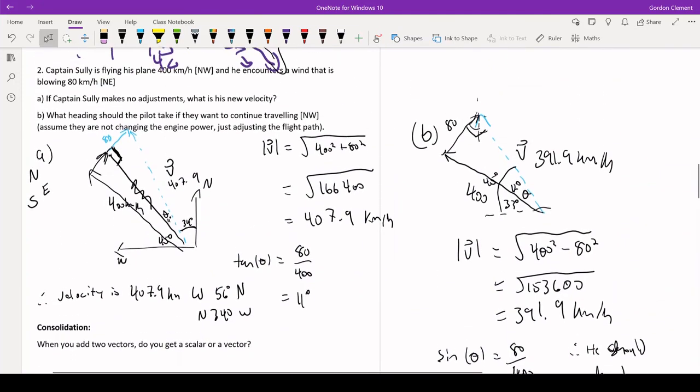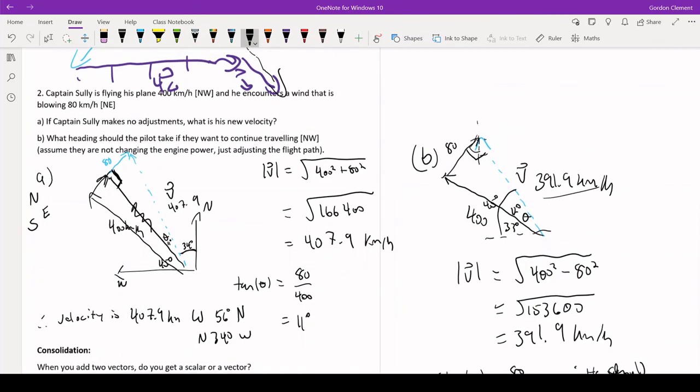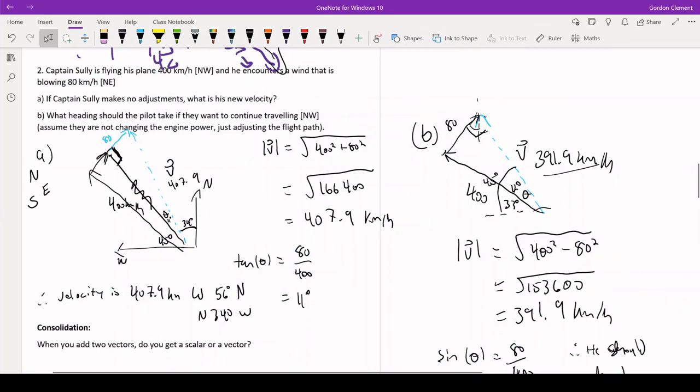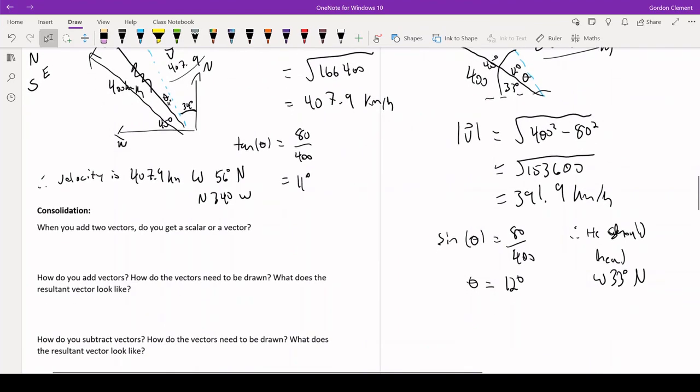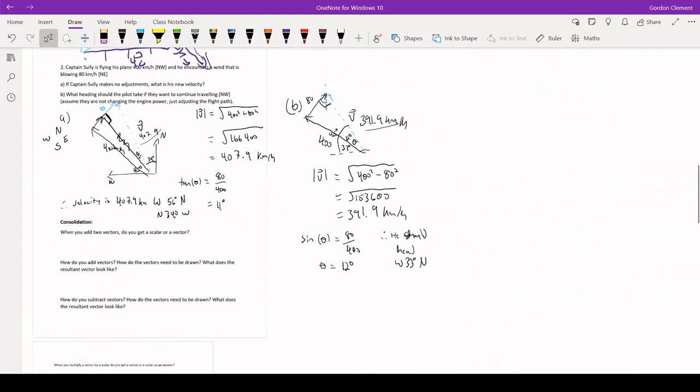It's going to slow him down a bit because he's now just sort of steering into the wind, and he ends up only traveling 391.9 kilometers per hour, instead of if he goes with the wind in the other direction, where the wind speeds him up a bit. So there we have it. There's some questions. That's what adding and subtracting and scalar multiplication looks like with pictures.